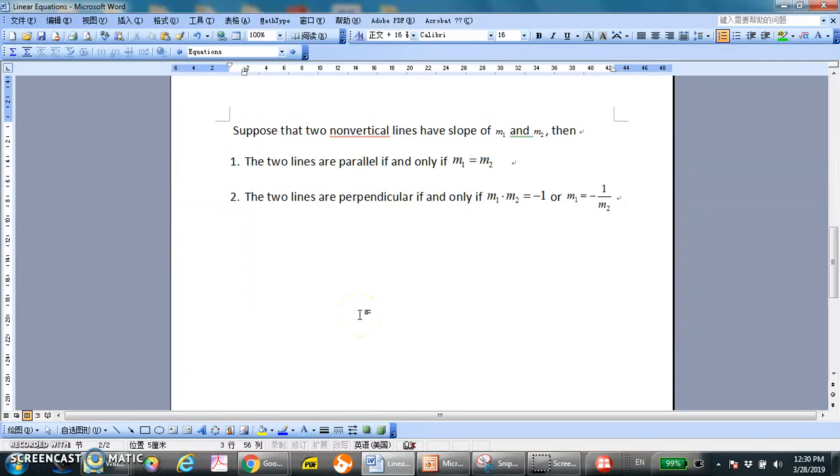Okay, in this video, I want to talk about how to determine whether two straight lines are parallel or perpendicular. Now here we have this property. If two straight lines have slopes of m1 and m2, then these two straight lines are parallel if and only if their slopes are the same. And these two straight lines are perpendicular if the product of their slopes is -1, or if one slope is a negative reciprocal of the other.